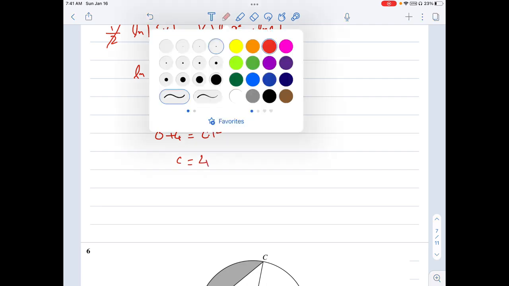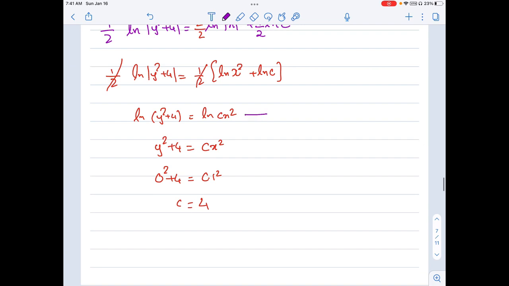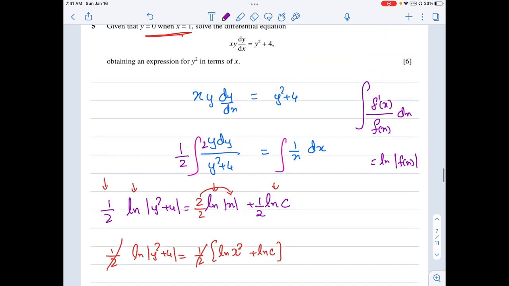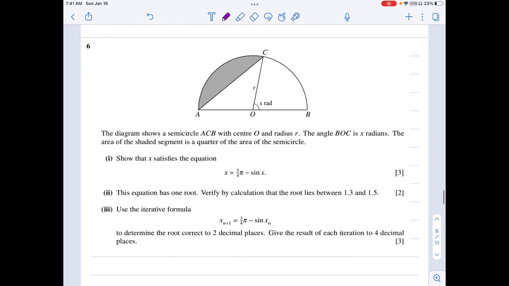So what will be the equation now? We have to get the equation also. This was the equation. So y square plus 4 is equal to 4x square. What is he asking? Y square in terms of x. So make y square the subject. Y square is equal to 4x square minus 4. Y square is equal to 4 common, x square minus 1. That's going to be the answer for question number 5.